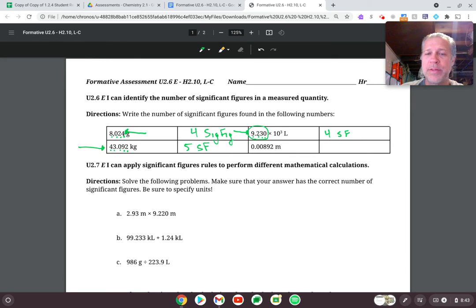And then for the last one, there is a decimal, 0.00892. I'm going to draw a line going through all those zeros until I get to the first non-zero digit, and 1, 2, 3. So this one has 3 sig figs, like so.